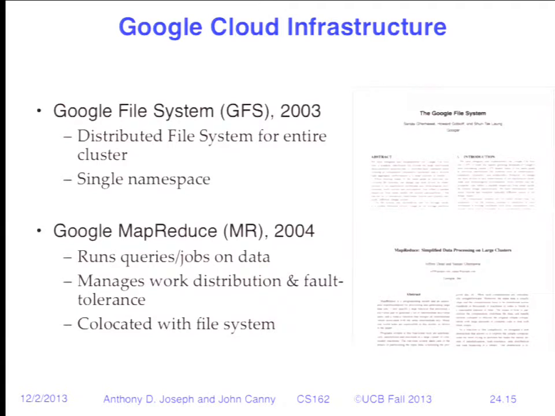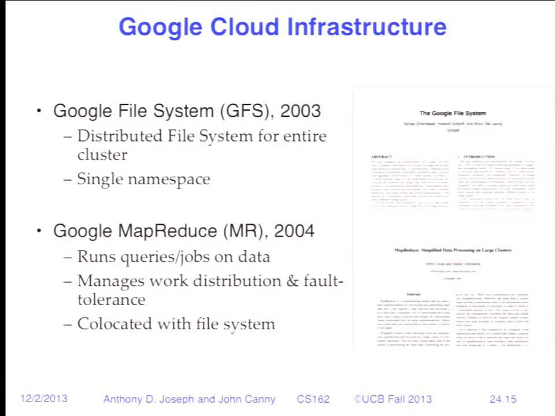What's unique about that? At first pass, it doesn't seem very unique. Lots of people build distributed file systems that give you a single namespace. The difference is this was a file system designed for massive scale, to run on thousands of machines, not dozens of machines, and to deal with failures as the norm.